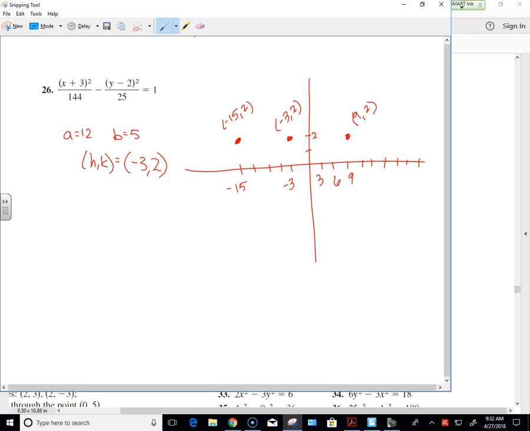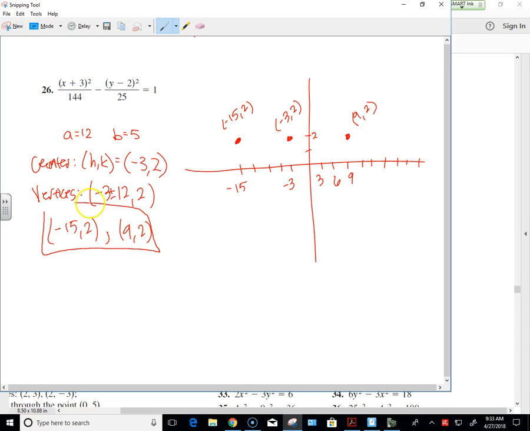Exactly. So far, we have our center, right? Yes. We have our vertices, which are going to be negative 3 plus or minus 12, which we did do, but just to show you why. Plus or minus 12, 2, which ended up being negative 15, 2, and 9, 2. Okay, so we have our vertices, we have our center.